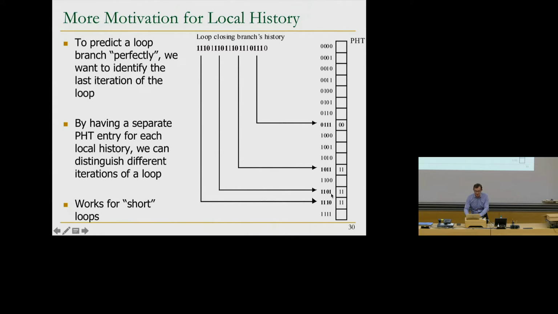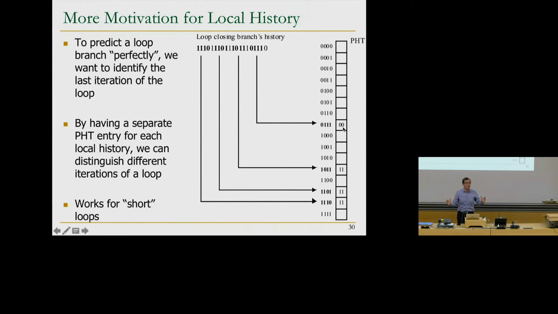This is one example, basically. All of the other ones will give you a taken outcome, meaning that you're still iterating in the loop, but one of them will distinguish that, okay, this is time to exit the loop, and this history indicates the fact that the branch should exit the loop. And then you predict the branch is not taken.